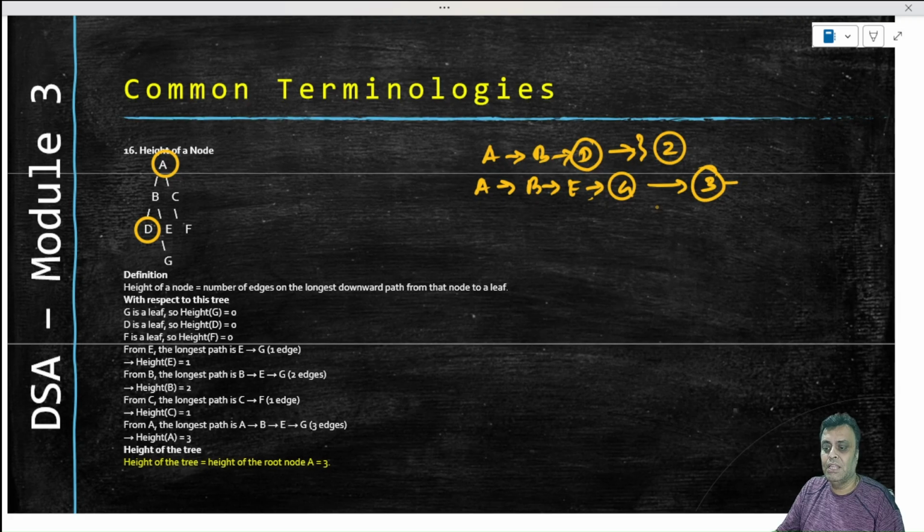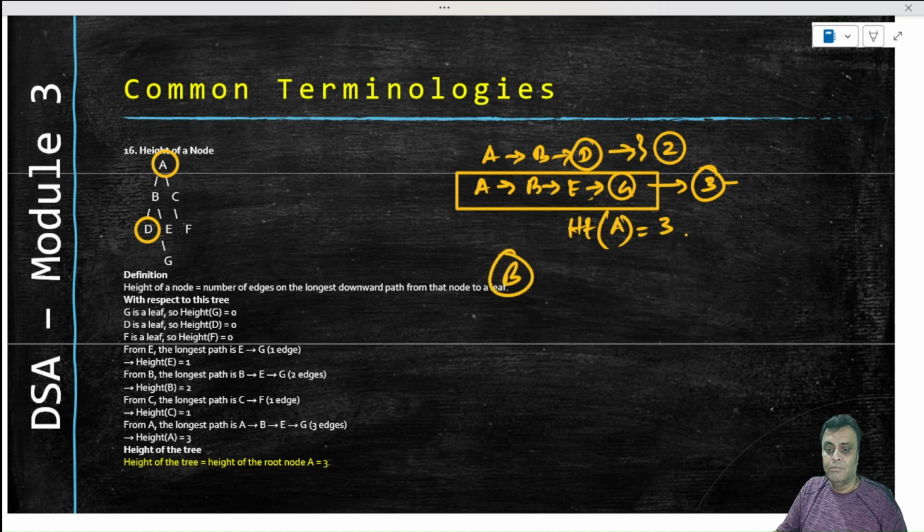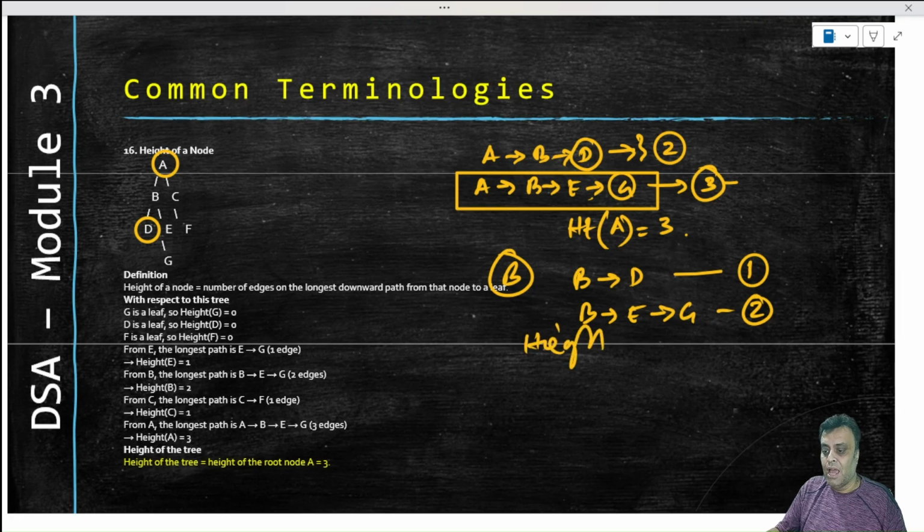So which is the highest path length? This one, right? So I will take the height of A to be equal to the one path with the maximum path length, which is 3. So height of A is 3. Height of B: can go to D. D is the leaf, stop at leaf. B can go to E to G, stop at the leaf, don't stop at an intermediate internal node. Then what is the maximum? This path length is 1, this path length is 2. Therefore the height of B is equal to 2, right?